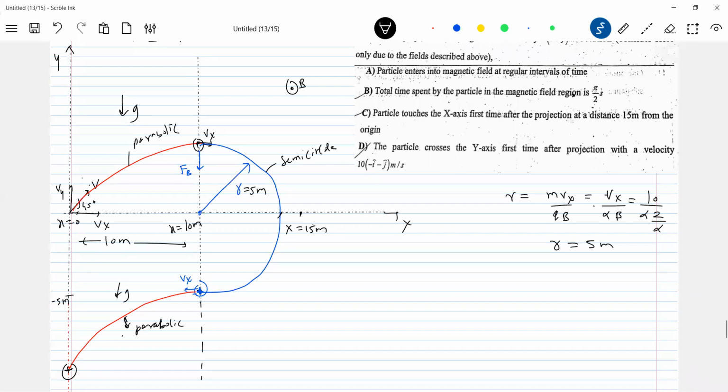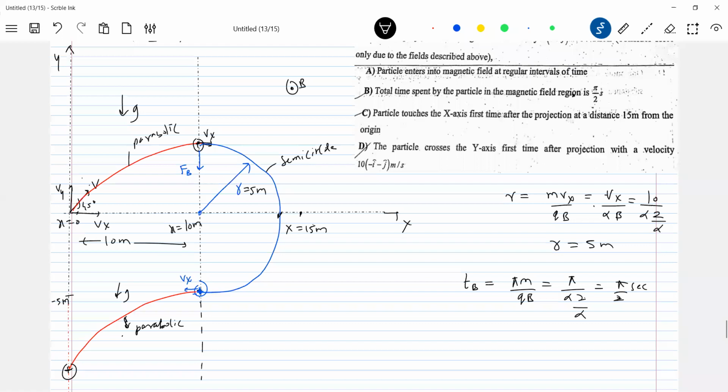Total time spent by the particle in the magnetic field region is half of the time period of revolution. So total time spent in the magnetic field should be equal to pi m by qb. Pi by alpha. B is what? 2 by alpha. How much is it? Pi by 2 seconds. That is the time spent in the magnetic field, TB. Particle touches x-axis first time after projection at distance 15 meters from the origin.